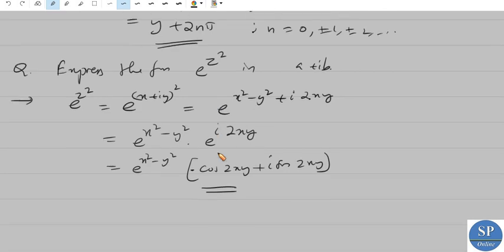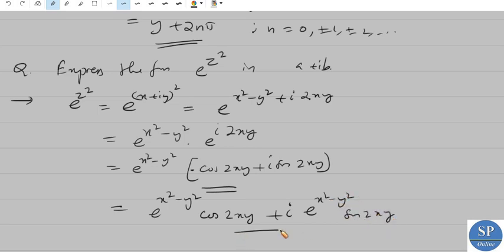We can write this as, so this is equal to, in the form of a plus ib, e power x square minus y square into cos 2xy plus I into e power x square minus y square into sin 2xy.